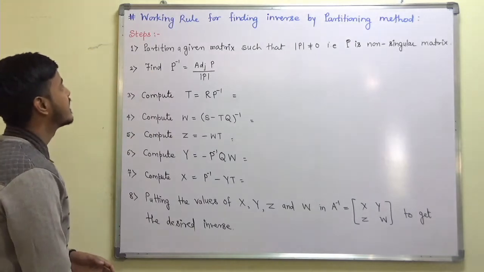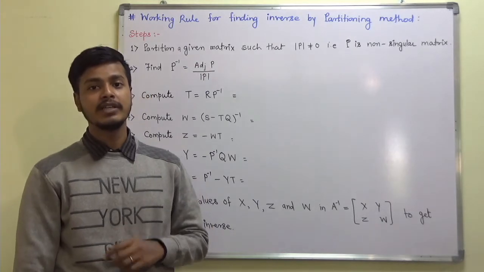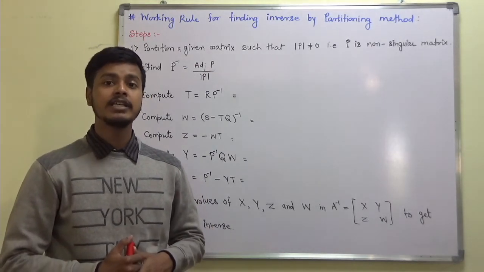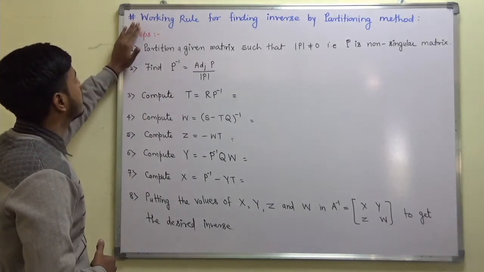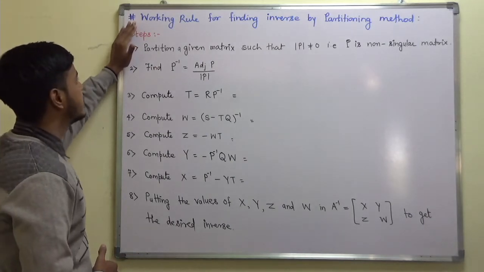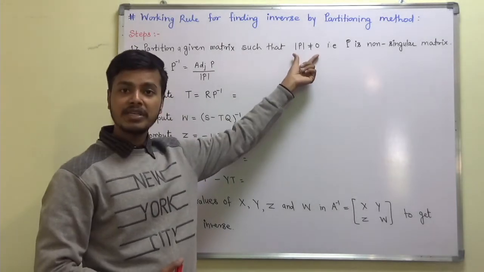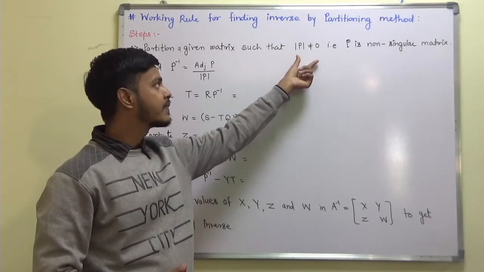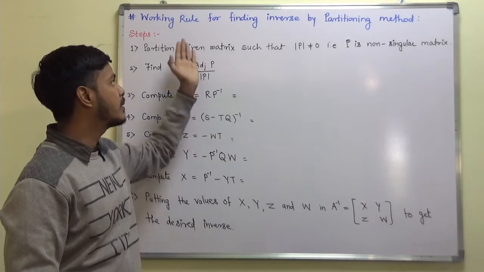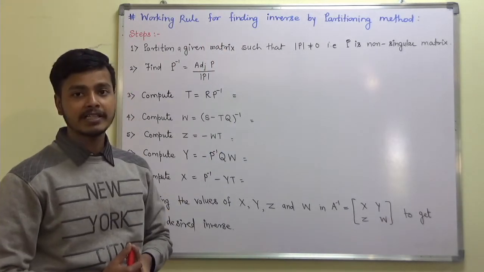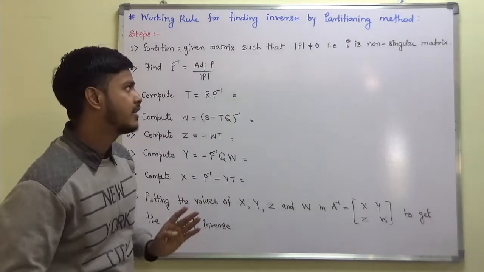Okay, so here you can see, as I said in the last learning video, that I am going to start with the working rule, which would be very handy in solving the problems. So this working rule says you have to partition a given matrix in such a way that determinant of P is not equal to 0. That is, P is non-singular. So the very first thing that you can do when you are taking a problem on this inverse by partitioning method is partition in such a way that P is non-singular.